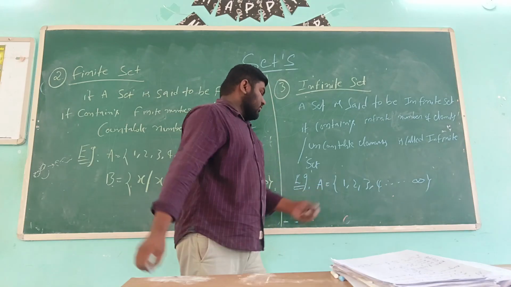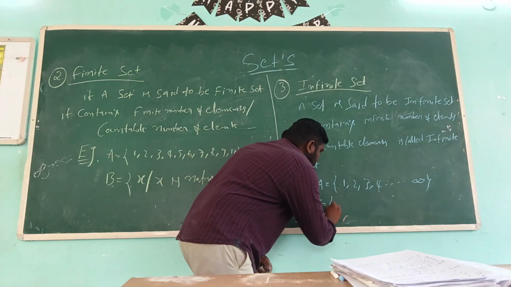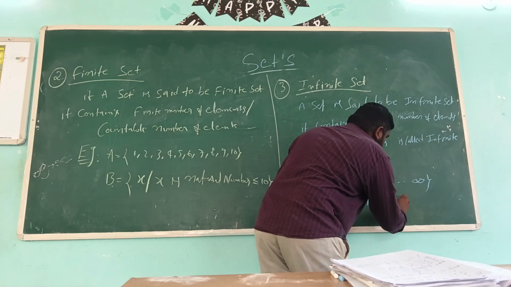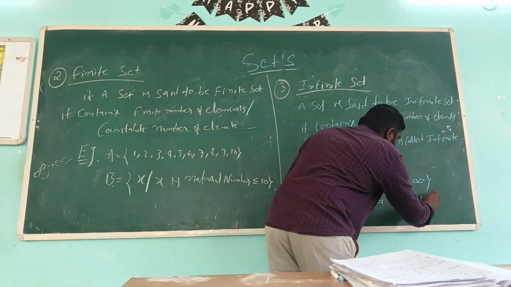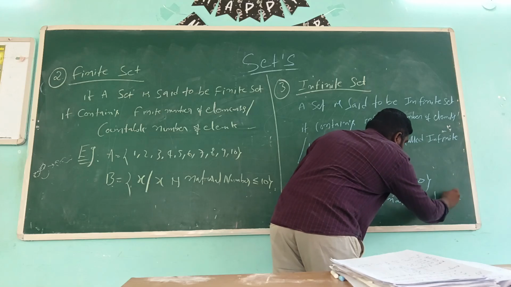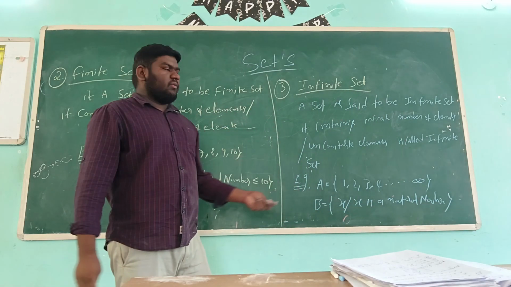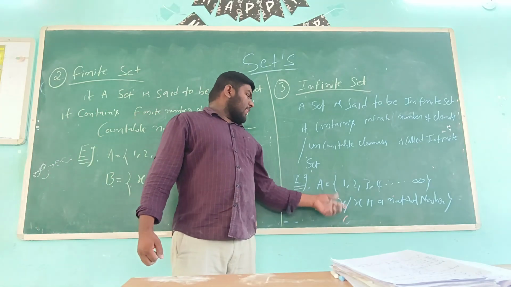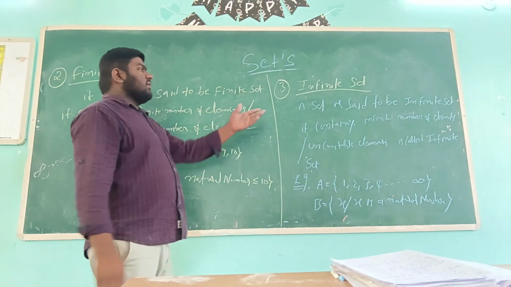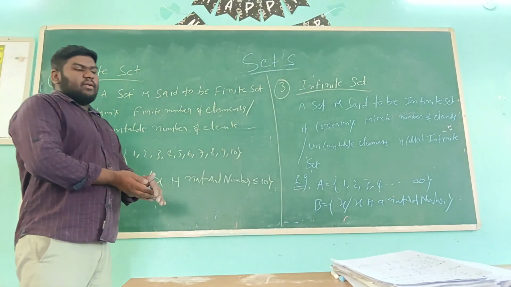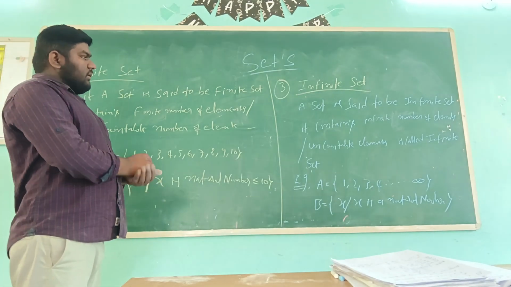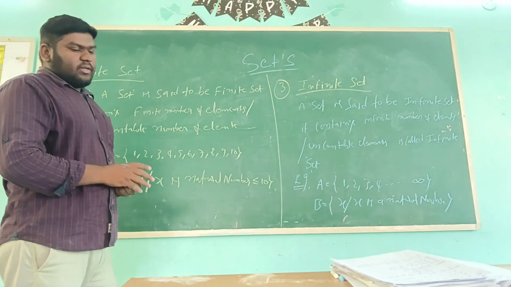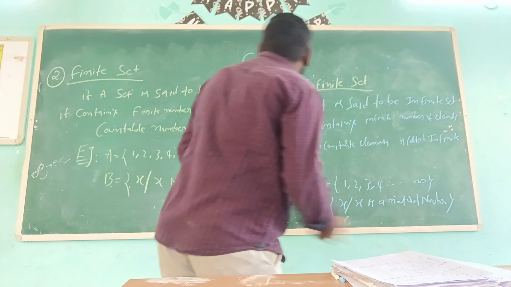Then in set builder form, we will write it in singular form: x such that x is a natural number. Understood? Here there is no restriction on the upper end. This is called the infinite set. A set is said to be an infinite set if it contains an infinite number of elements. Understood? Then we will go for the fourth type.